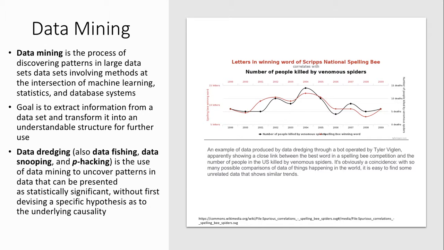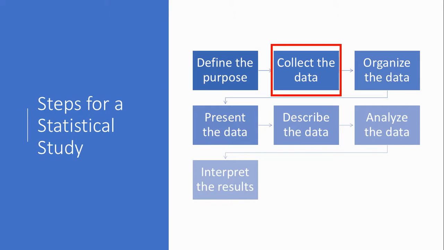For example, here they found this relationship that looks like there may be a significant relationship or correlation, but it really doesn't mean anything. They're saying here, just an example, letters in a winning word at the Scripps National Spelling Bee correlates with the number of people killed by venomous spiders. Looking on the graph, it looks like, man, there's something there, but in reality, there's really nothing. This guy Tyler Vigen talks a lot about spurious correlations, and there are some resources later in the lecture that we'll talk about, but I just wanted to throw that in there. So next we are going to talk about collecting the data.